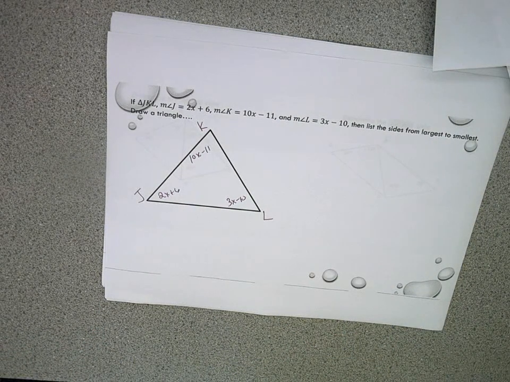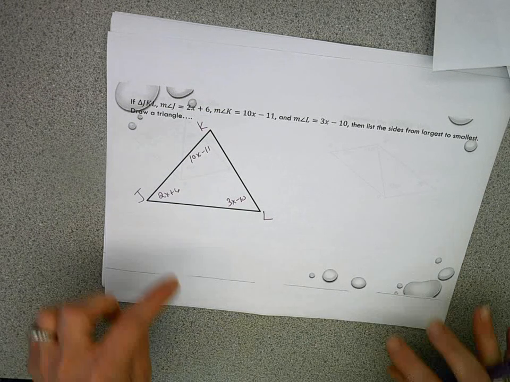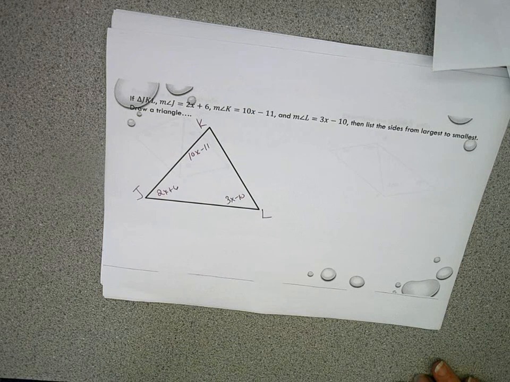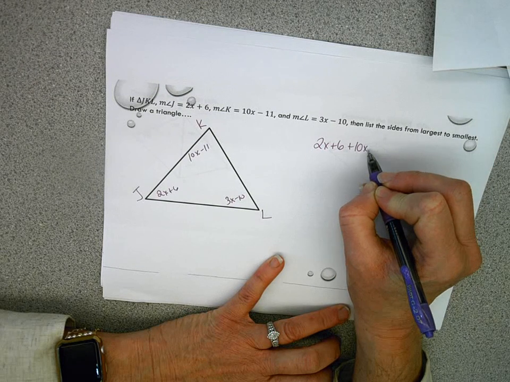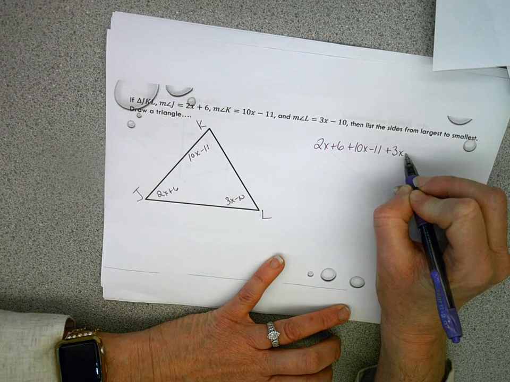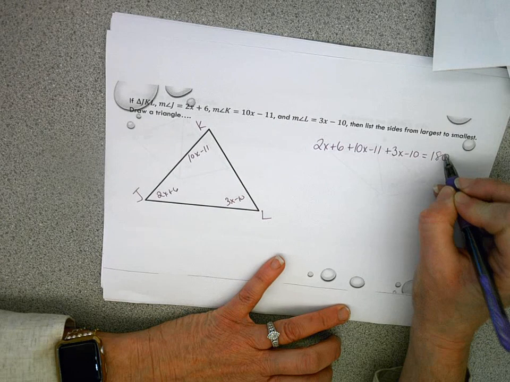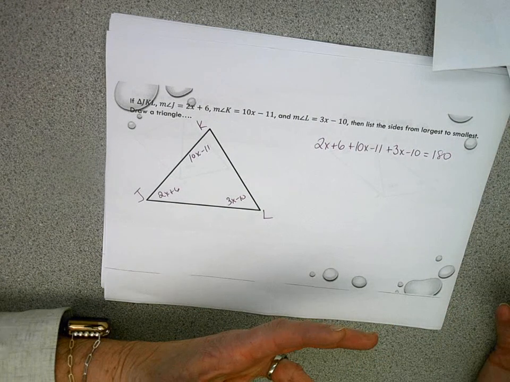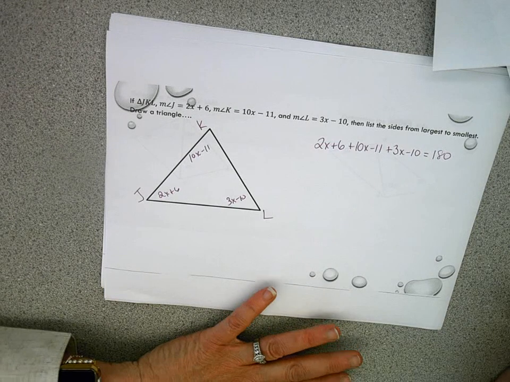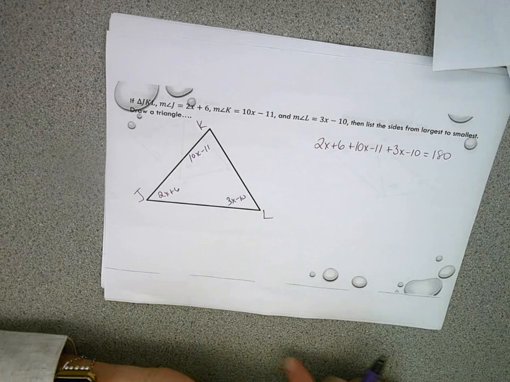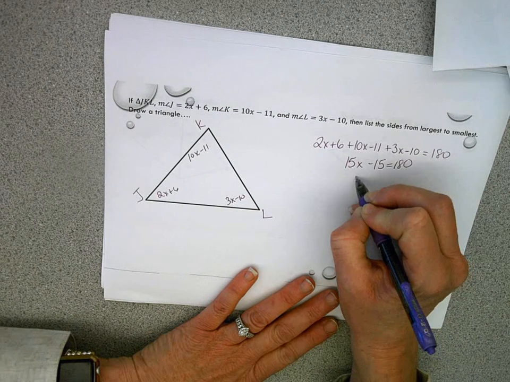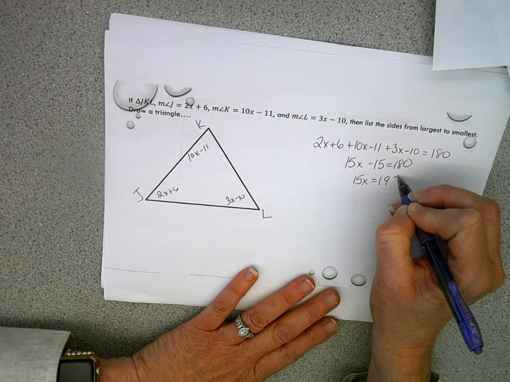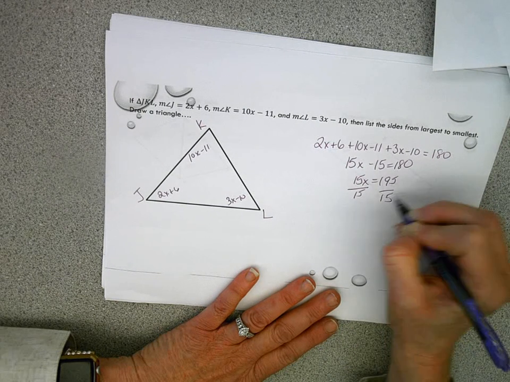Well, how am I going to do that? I don't know the sides. I don't know anything. But what do we know all three angles add up to be? Yep, 180. So we're going to solve for x. And remember, once we solve for x, we can plug those values in and classify the triangle and then know which angles are the largest to smallest. And once we know the angles, we can get the sides. So right now I have 15x minus 15 equals 180, or 15x equals 195. I'm going to divide by 15. I get x equals 13.